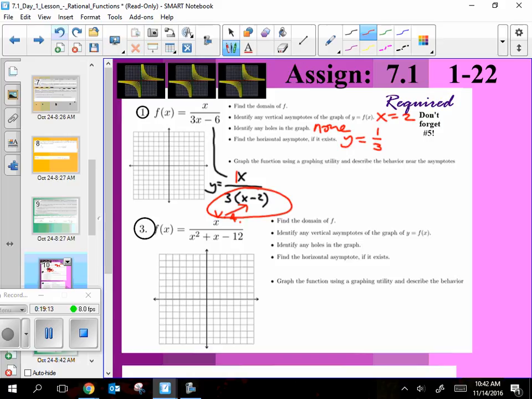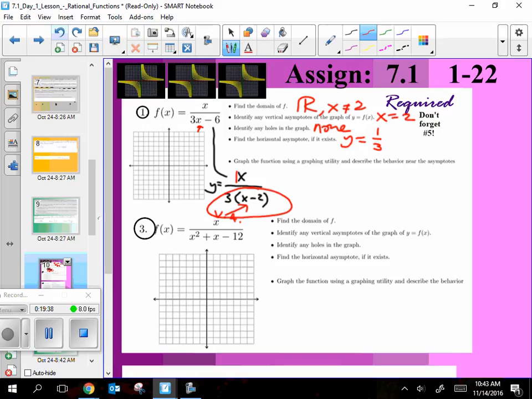The domain of f. Domain is what can you feed it? You can feed it everything except what? What's the one thing that will make this thing sick? 2. So all reals, except x cannot be 2. Could have done that with a number line, set builder, all those options. And then it says graph it and describe the behavior near the asymptotes.